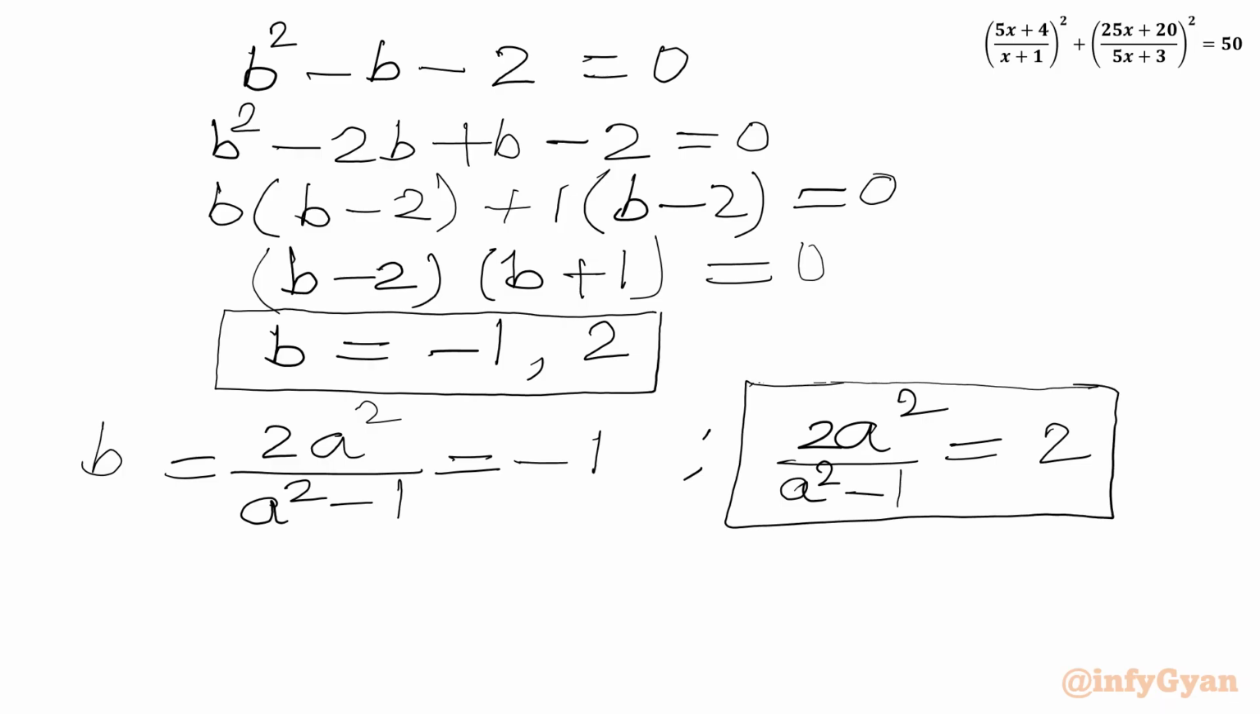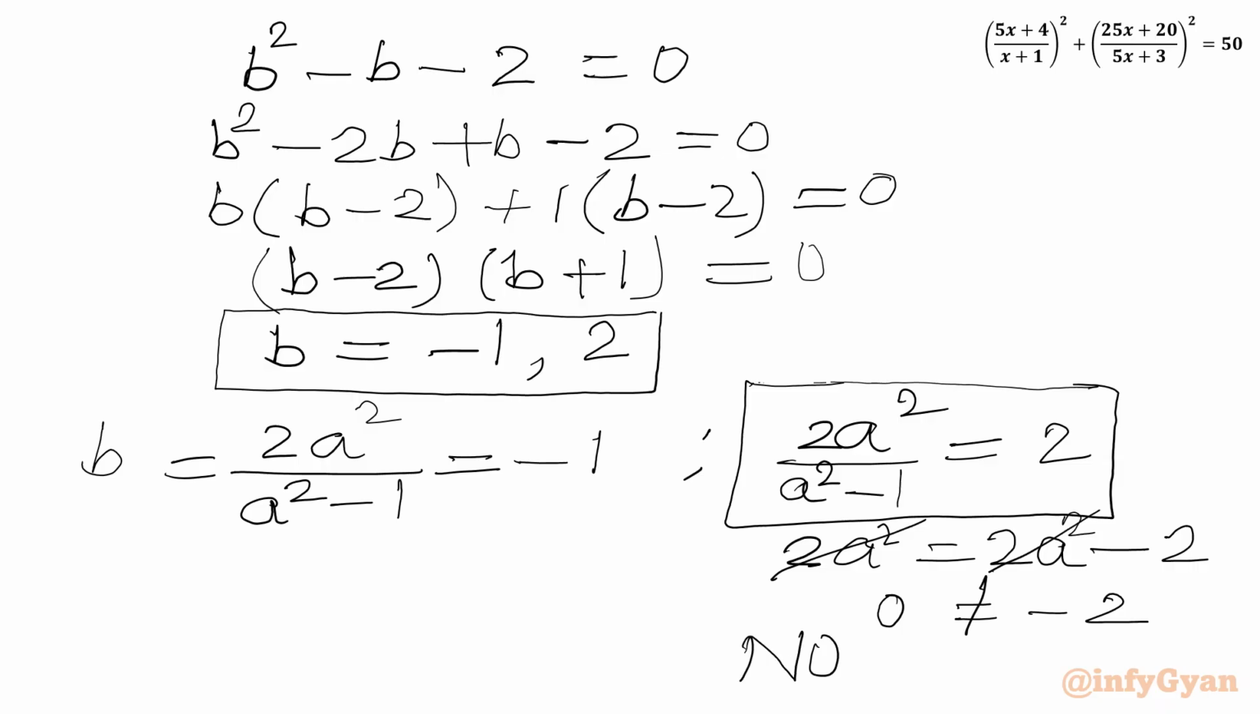Now I will cross multiply. I can write 2a square equal to 2 times a square minus 1, which will be equal to 2a square minus 2. Now 2a square and 2a square will cancel. So 0 is equal to minus 2, which is not true. So we won't get any real solution. So I will write no solution. No real solutions are here.